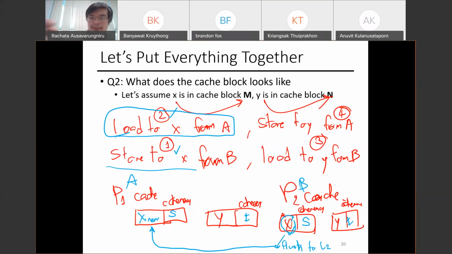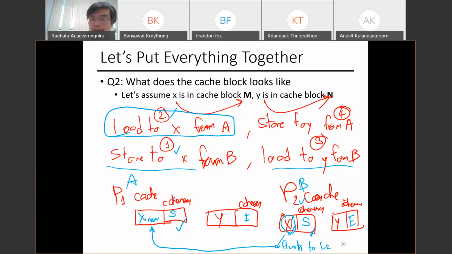All right, let's do the third operation. Load to Y from B. We're done with X, so now it's just a matter of how to deal with Y. So this load to Y from B, you're looking at processor 2. We just need to get the data for Y. If I'm reading the data and I know I'm the only one who has the data, I will become the exclusive state. The data is clean, everyone can access the same data in memory, but I will have the only copy of the data. Any questions so far?